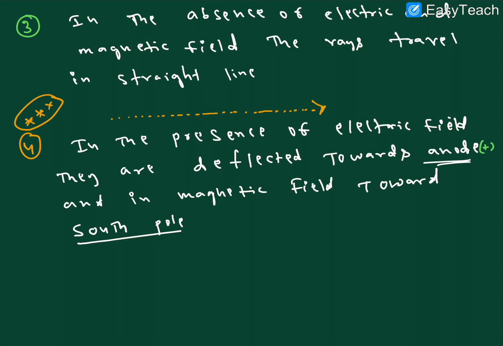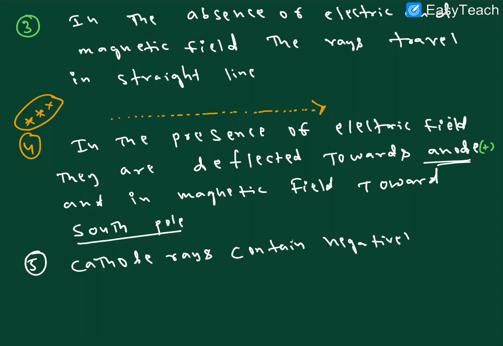right? Next point here, the fifth point: cathode rays contain negatively charged particles called electrons. I hope this point is clear.